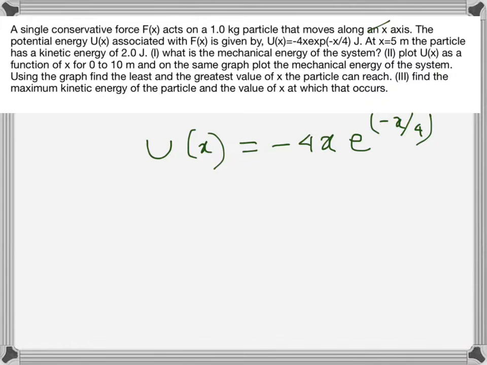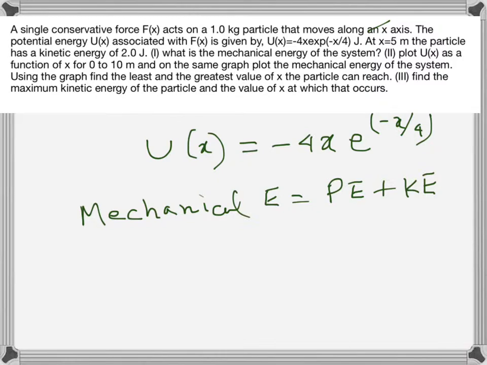So we need to find another piece of information. It is given that at x equal to 4, the particle has a kinetic energy of 2 joules. So we need to find the mechanical energy of the system. Mechanical energy is potential energy plus kinetic energy, the sum of that, and that will remain constant. So at x equal to 4, kinetic energy is given, which is 2.